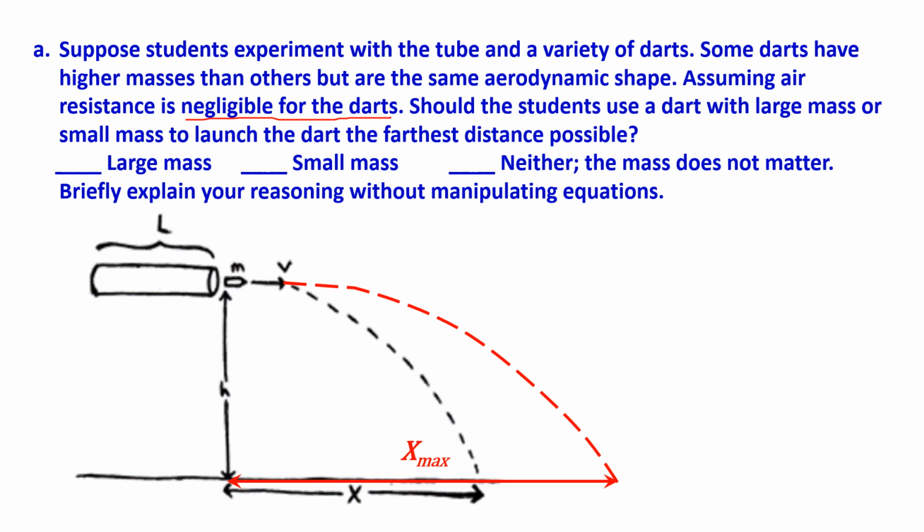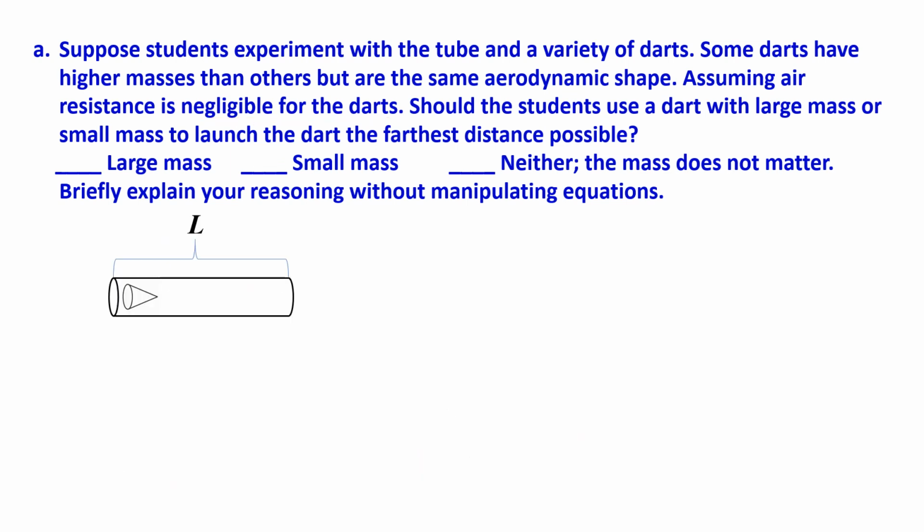But now, it doesn't say just give me the correct answer. As part of your test, this is the 25 question test, briefly explain your reasoning without manipulating equations. So we're not solving problems, but this time they want to know your ability to explain certain problems or your reasoning. So let's take a look at the scenario.